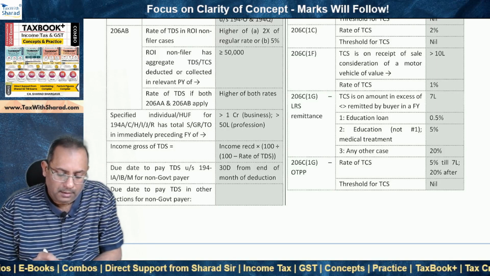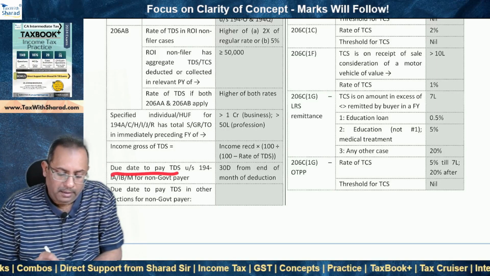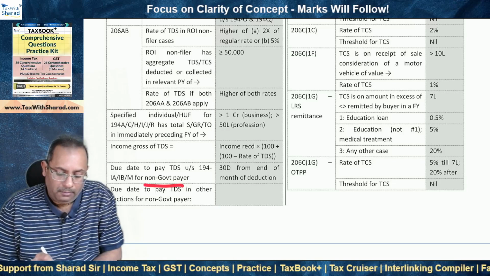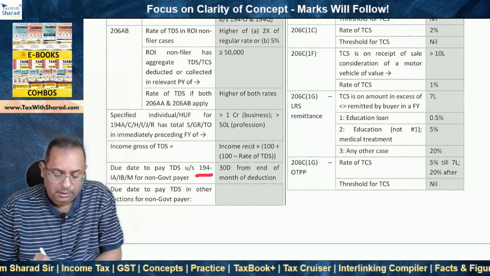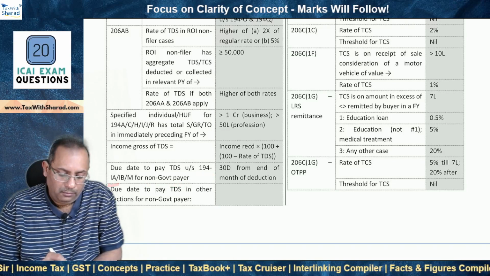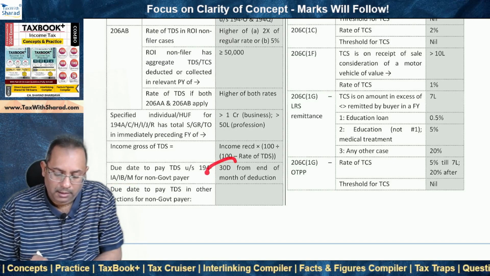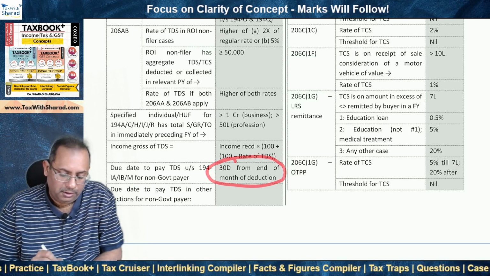Certain procedures. What is the due date to pay TDS to the account of the government? For a non-government payer, when the sections are sections 194IA, 194IB or 194M, the due date is 30 days from the end of the month of deduction.